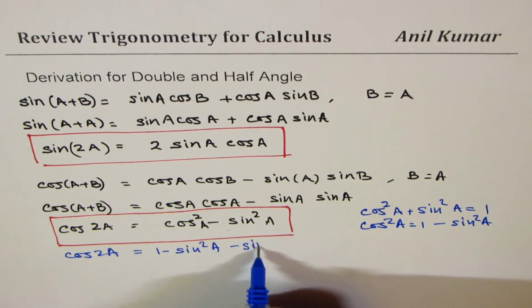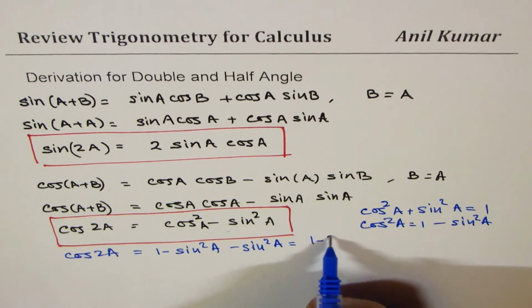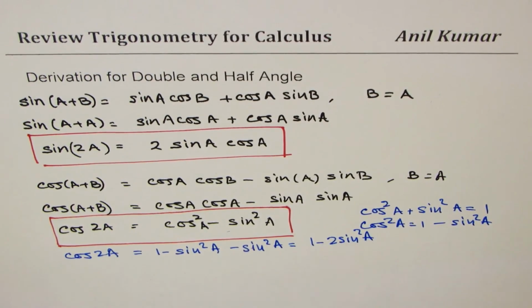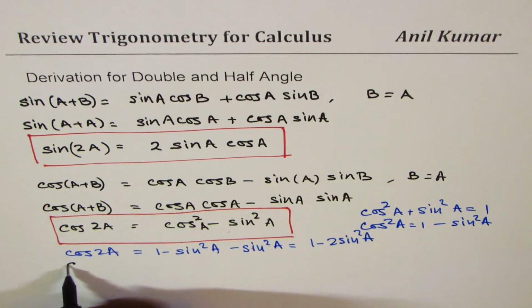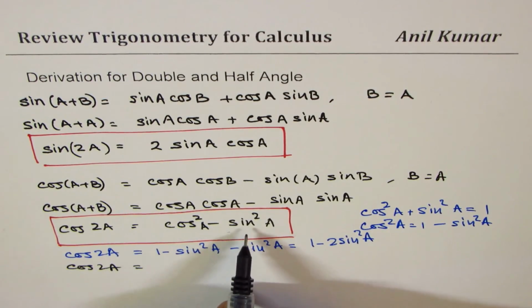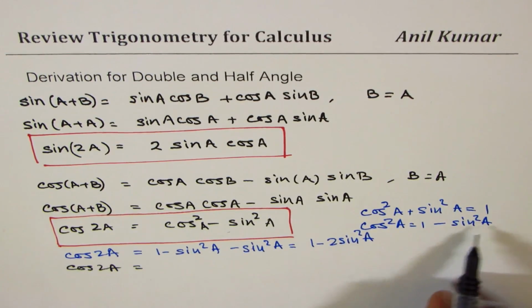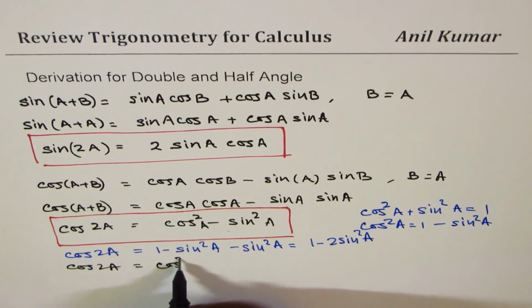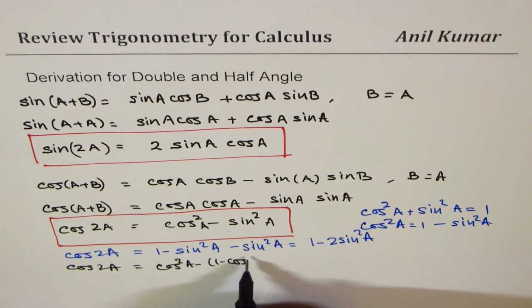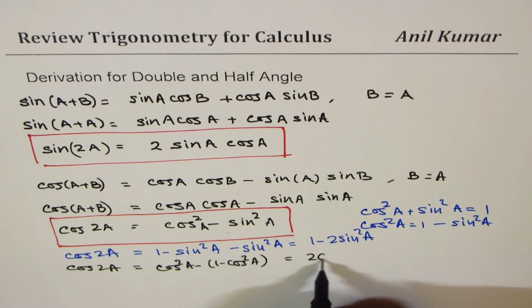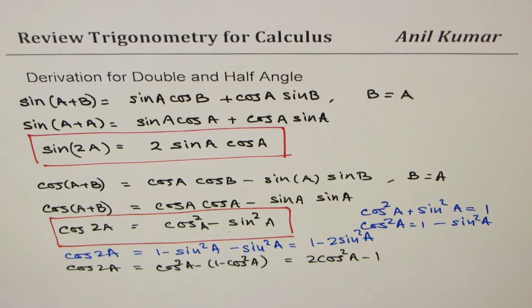We already have minus sine square A here. It gives me 1 minus 2 sine square A. Do you see that? So in a way, we have converted cos into sine. That is a huge application. Similarly, we could write this cos 2A also by replacing sine square A as 1 minus cos square A. We could say cos square A minus (1 minus cos square A). We could write this as 2 cos square A minus 1. Correct? So these are your double angle formulas.